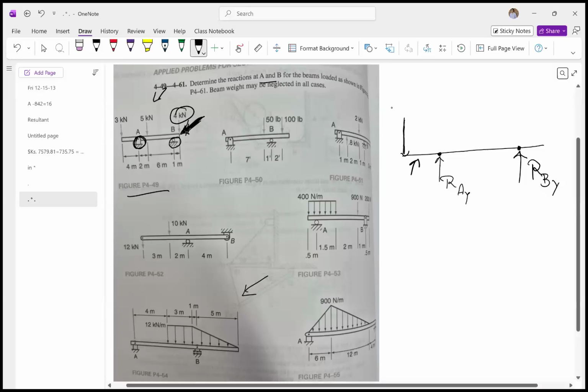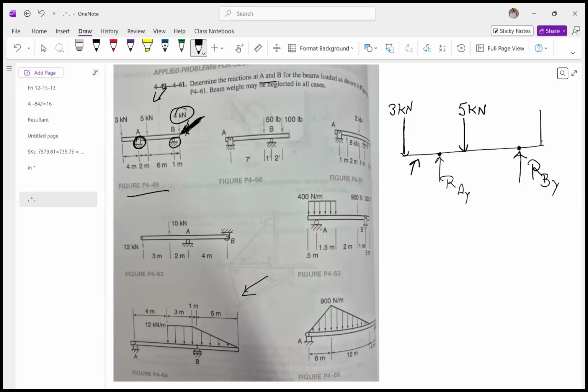All right, so I'm going to erase the Rax and show the other loads which are acting on the system. This is 3 kilonewton, and then another load acting here is 5 kilonewton, and the third load acting down here is equal to 4 kilonewton, acting at this particular point. Now, if I measure the distances, this distance is 1 meter, 1 meter, and this distance down here is 6 meter, and then this distance given to me is 2 meter, and here the distance given to me is 4 meter.